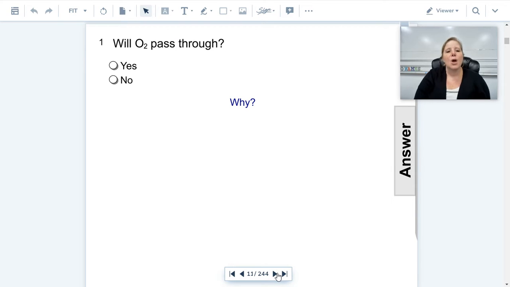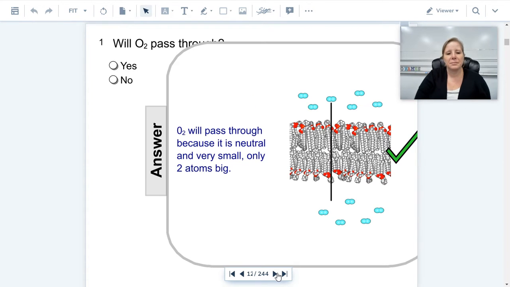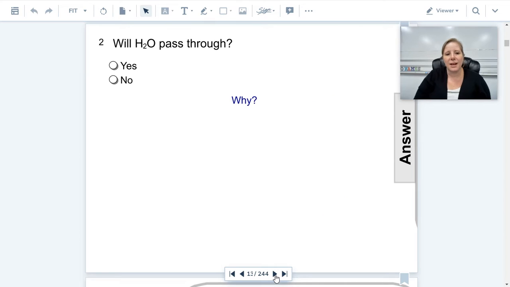Let's see. Do you think O2 will pass through a lipid bilayer? It will pass because it is neutral, so it is nonpolar, and it's very small, only 2 atoms, so it can fit through those tiny gaps, and it will be attracted towards the center and then get pushed all the way through. Good.